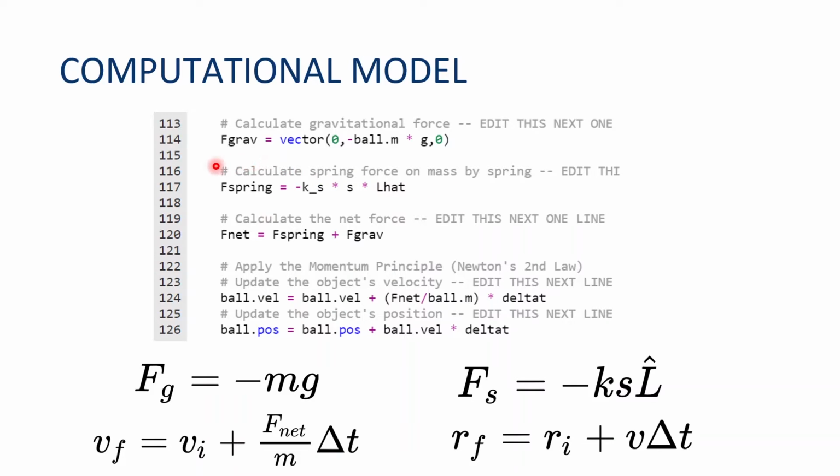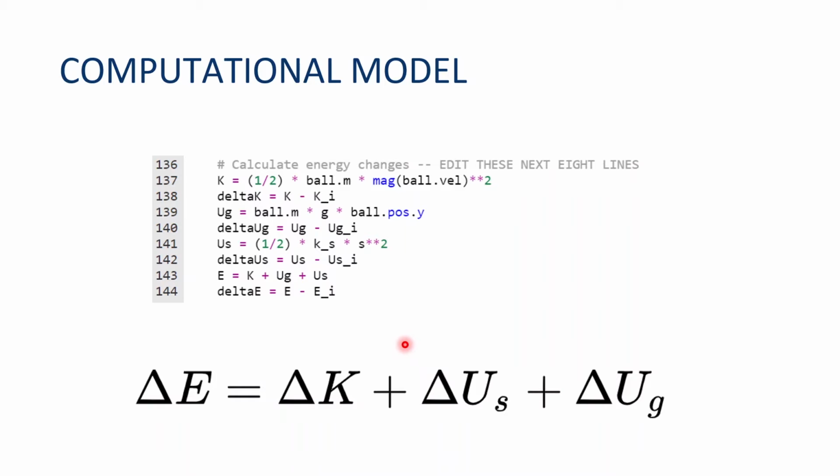Then to calculate the force of gravity, we know that the force of gravity is equal to negative mg, which we plug in right here. The force of the spring is negative k, the spring constant, times the displacement times the L hat vector, which we plug in right here. And then to calculate the net force, we simply add up these two forces. Then we use Newton's second law to determine the ball's velocity, and then update the ball's position using the ball's velocity. Then, to calculate the change of energies, we simply take each energy and subtract its initial energy.